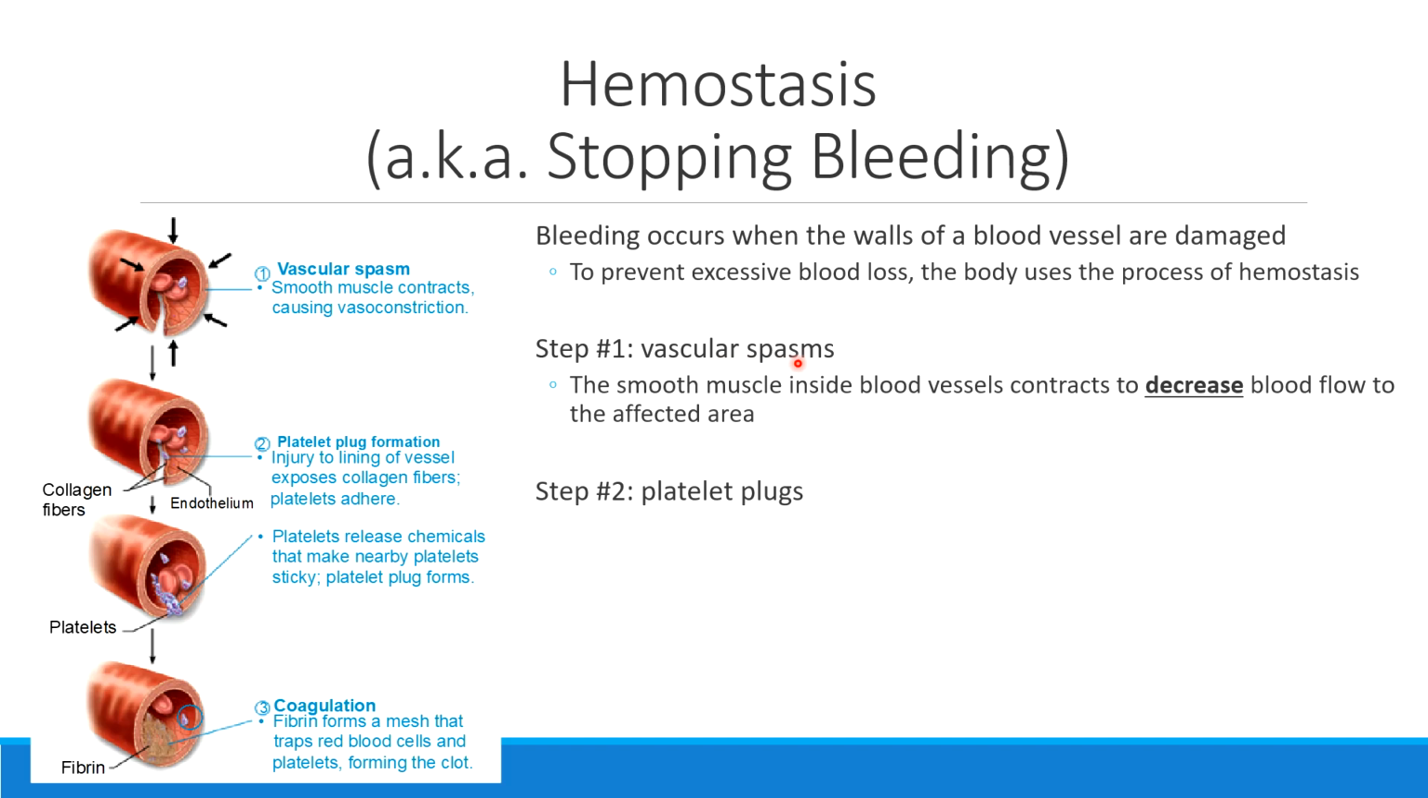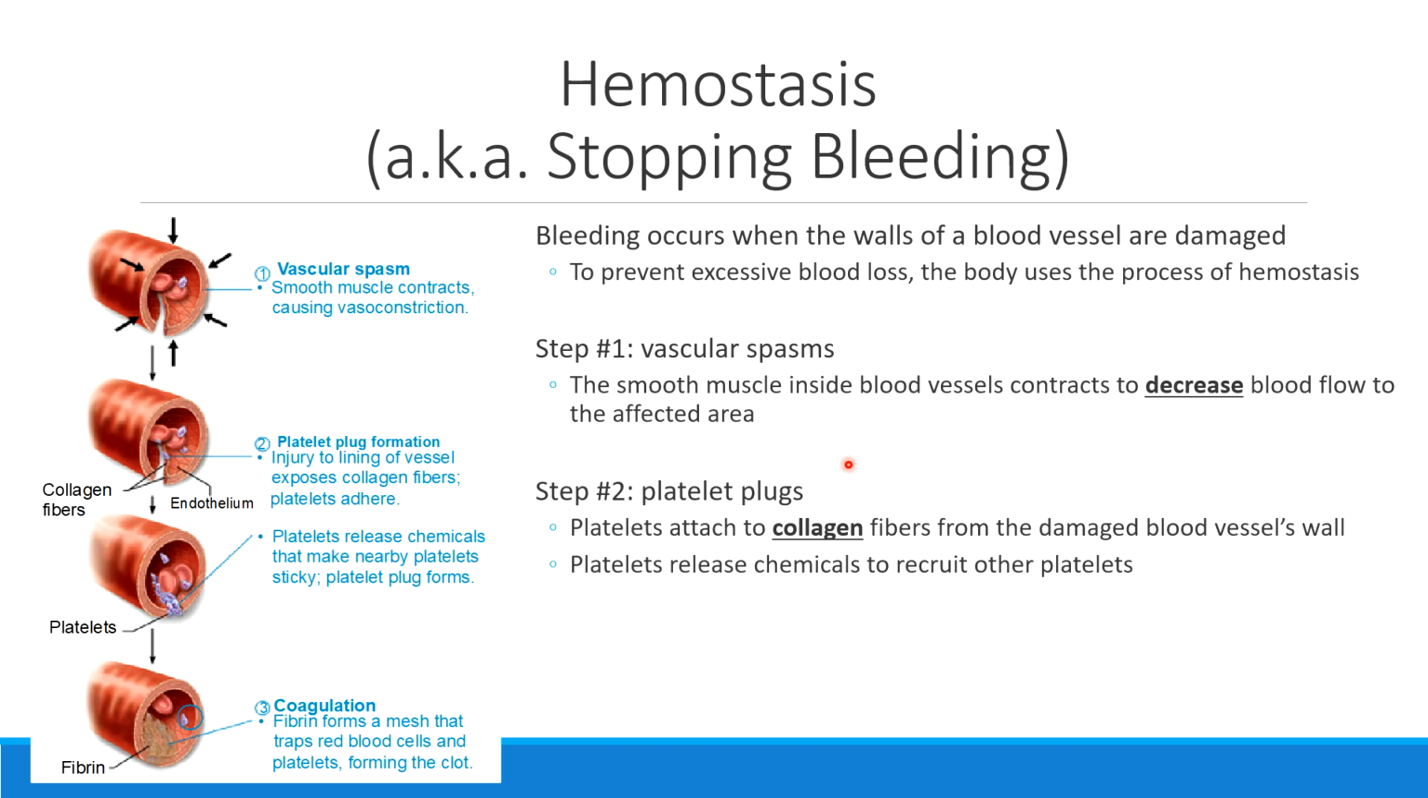Thing number two that I'm going to do is try to plug up the hole in my blood vessel wall. To fill up that hole, I use platelets, those tiny things we talked about. Platelets are going to go to the site of the blood vessel injury, and they'll be attracted to the collagen fibers that are suddenly being exposed because the blood vessel wall has been torn. As platelets see those collagen fibers, they attach to them and then spit out some chemicals to recruit other platelets to that area. So number one, we decrease the blood flow going to the site of injury. Number two, we plug the hole using platelets.